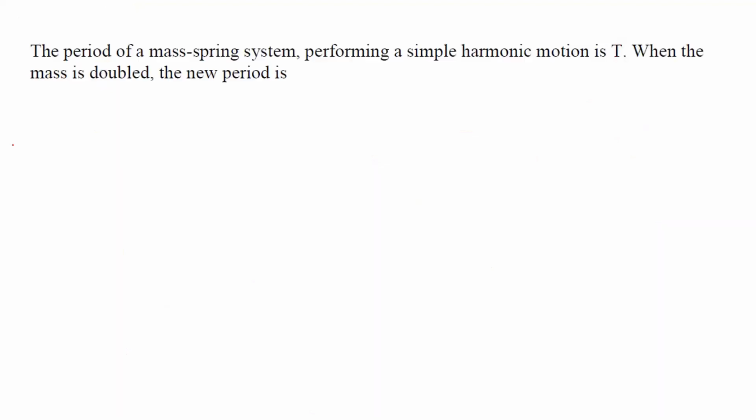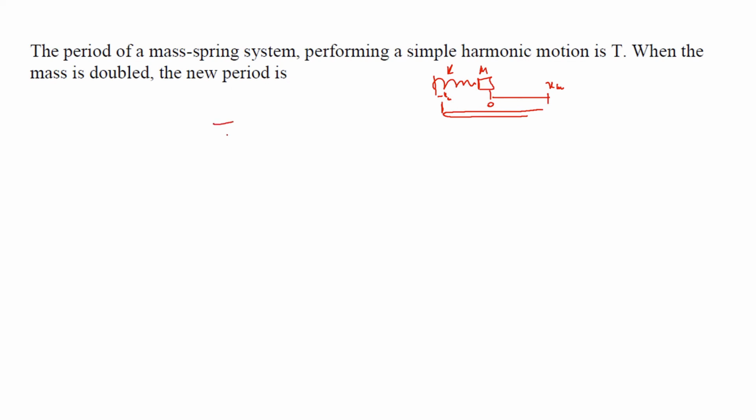Excellent, mashallah. Now the next problem is very simple. The period of a mass spring system performing a simple harmonic motion is T. When the mass is doubled, what is the new period? Well, you know that if I have a spring K and mass M system, and I elongate it by x max and release it, it will go from plus x max to minus x max, right? This is minus x max, and this is 0. What is the period of oscillation? Who can tell me what the period is? It's in your formula sheet, and we talked about it.